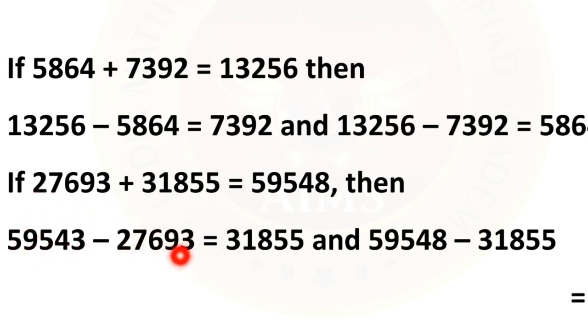See, in this sentence we have already used addend 1 and the sum. What is missing? 31,855 is missing. So we wrote it here. 59,543 minus 27, not 43, 48. 48 minus 27,693 is equal to the addend 2, 31,855.